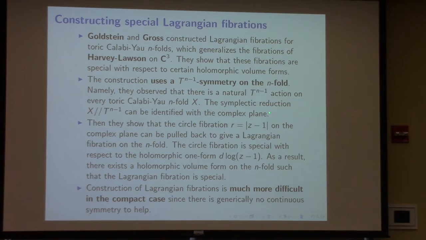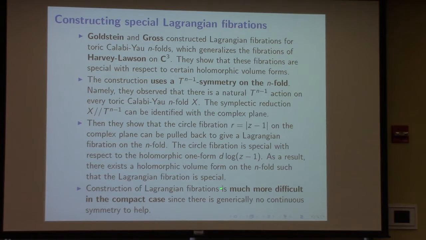On the complex plane, there is a natural circle fibration, namely just a circle of this type. And then it pulls back a holomorphic one-form of this type. As a result, there is this holomorphic volume form on the polar Calabi-Yau, such that the Lagrangian fibration is special. But the Kähler form is compatible with this holomorphic volume form, yet the Kähler form is different from the Calabi-Yau measure.